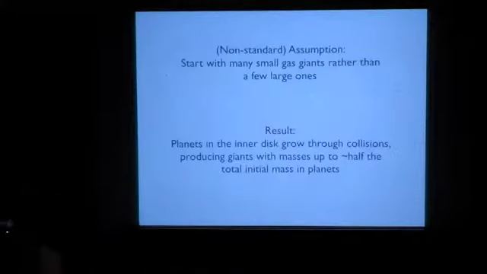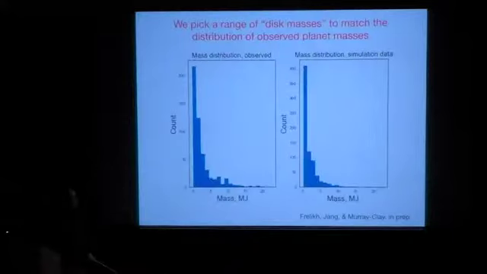Okay. But now, let's take our assumption that we have a lot of small gas giants and allow them to collide as they grow. They grow through collisions. They end up with giants with masses up to about half the total initial mass in planets, a lot bigger than they started. And you can match what I'm about to show you on the data at least amusingly well.